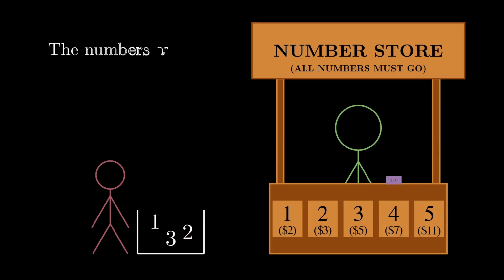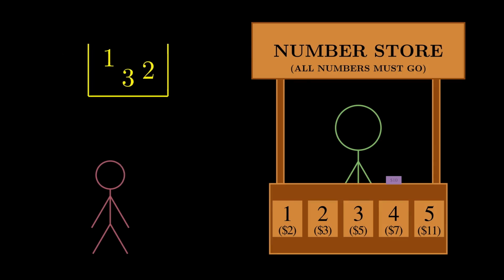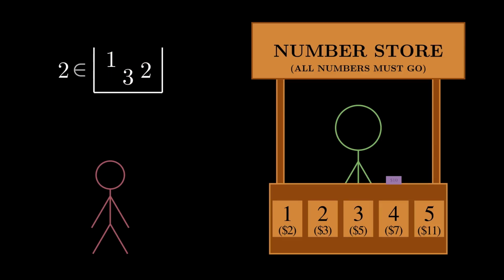Now, as you can see, the numbers in this box are both unordered and distinct, which makes them a perfectly valid set of numbers, where the numbers themselves are what we call the elements of the set, simply meaning that they are in the set. You would denote that a number is an element of the set with this symbol, and draw a cross through it for numbers which aren't elements.